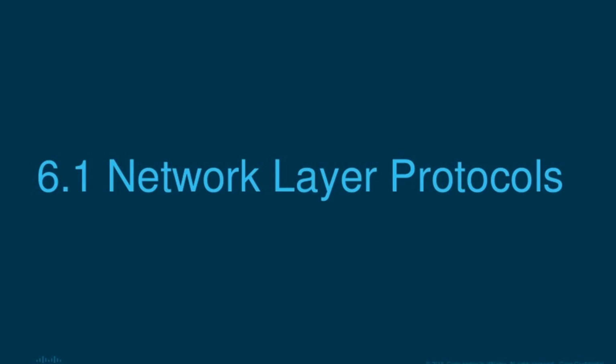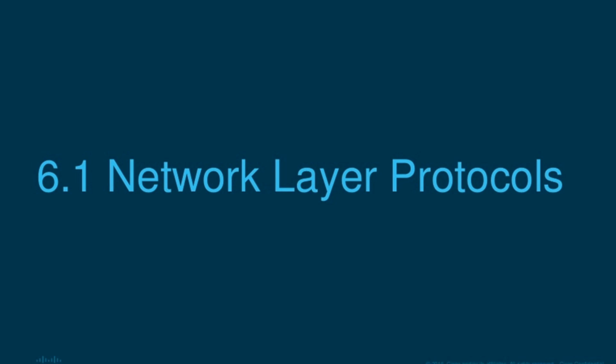So first is 6.1, network layer protocols. There are several network layer protocols in existence. However, the most commonly implemented are Internet Protocol version 4, or IPv4, and second is Internet Protocol version 6, or IPv6. The legacy layer protocols are not discussed in this course.